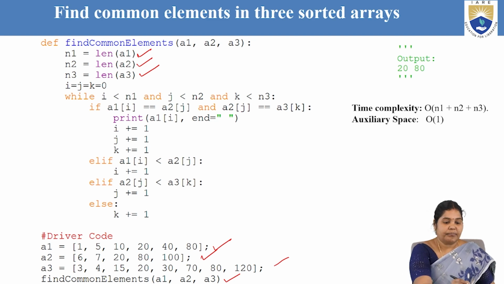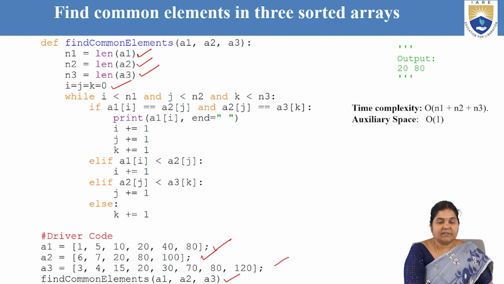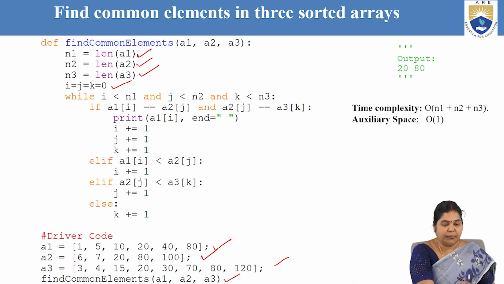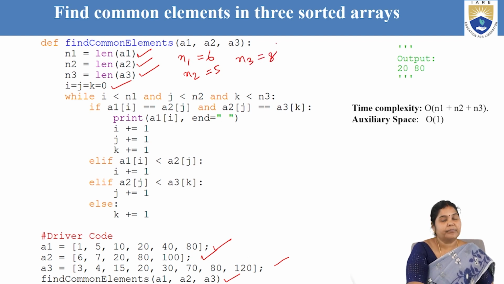Okay. Now we have taken three variables i, j, k, which are initially 0. Now let us start the loop: while i is less than n1. So what is the value of n1 here? n1 is 6. What is the value of n2 here? It is 5. And what is the value of n3 here? It is 8.